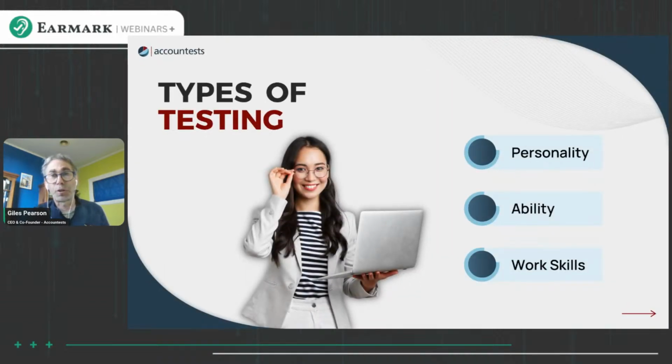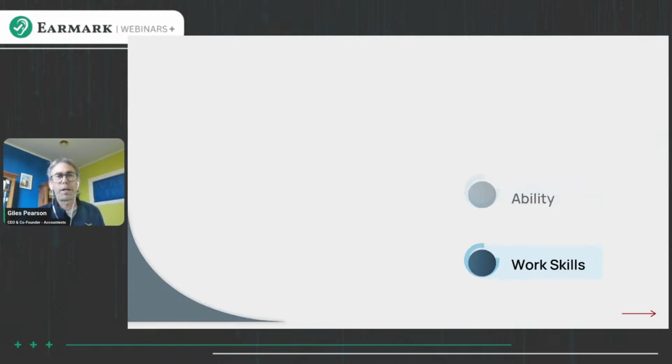And I guess that brings us on to what sort of testing is there. So these are the three sorts. You're probably familiar with these. Personality testing about team fit and work style. Ability testing is your numerical, verbal, critical reasoning, so sort of your IQ test, and then your work skills is your technical knowledge for the task that you're looking at. So those are the three things that we're gonna look at.